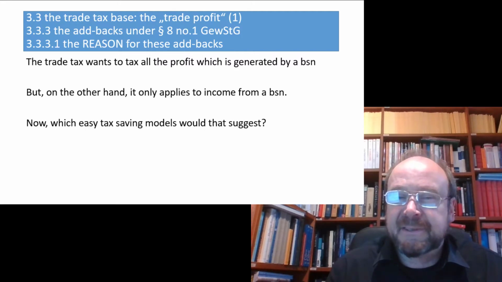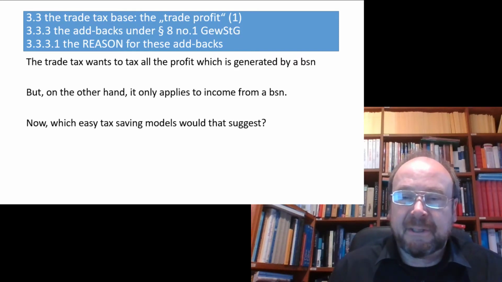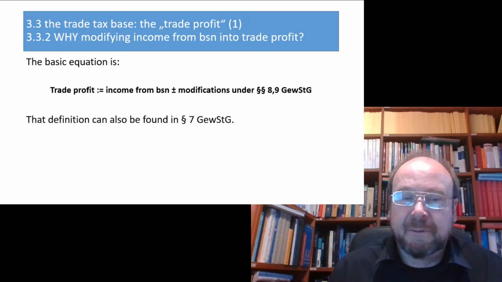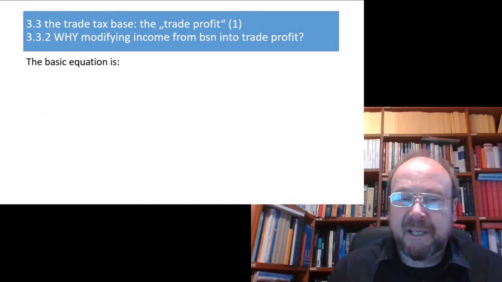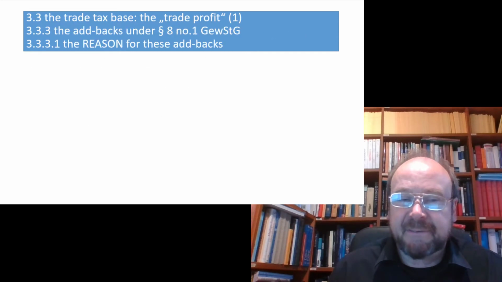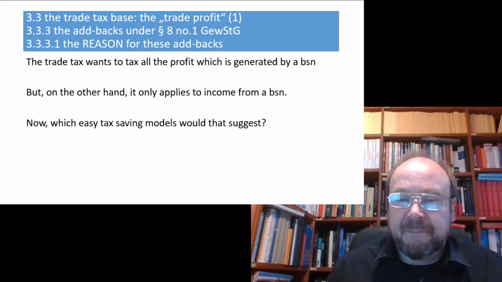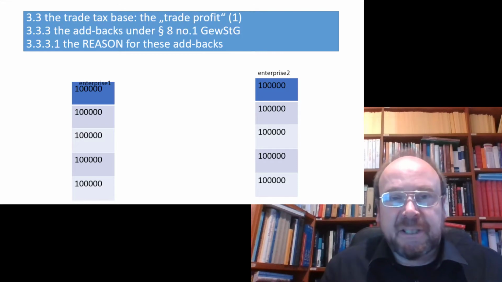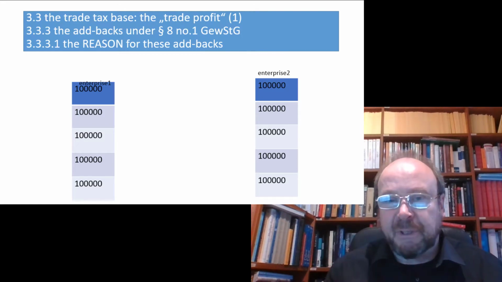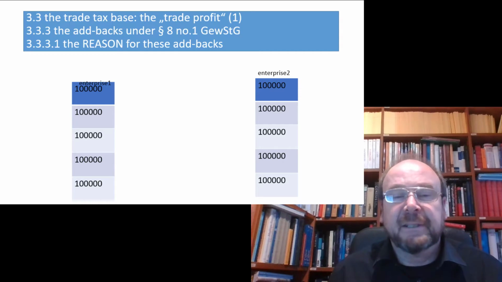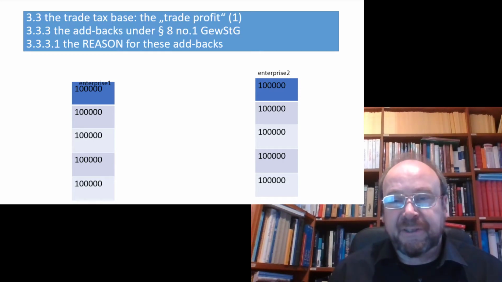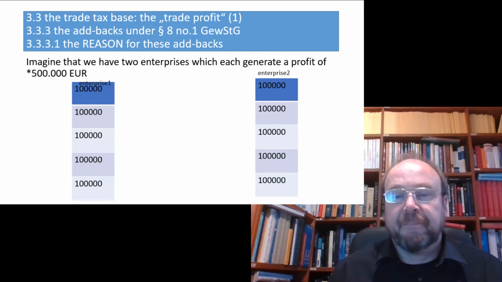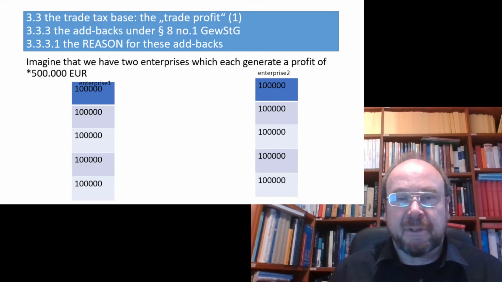And so the first simple modification that is in our list here, some slides ago, add backs of certain expenses. Why does this exist as a difference? Well, easy tax saving models. Imagine, ladies and gentlemen, you have an enterprise 1 and an enterprise 2. Both have an overall profit of 500,000 euro, which they can generate. So they are equal. So they would also pay the same trade tax.